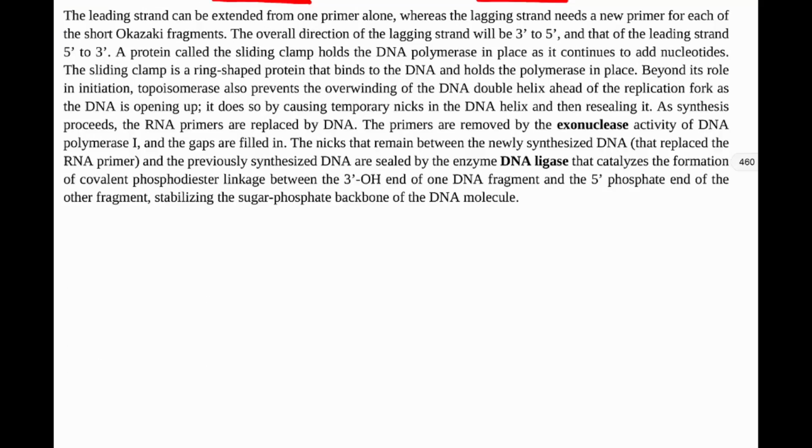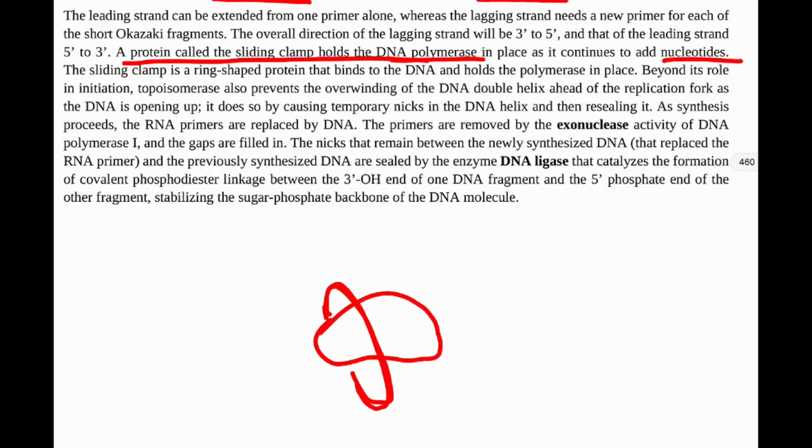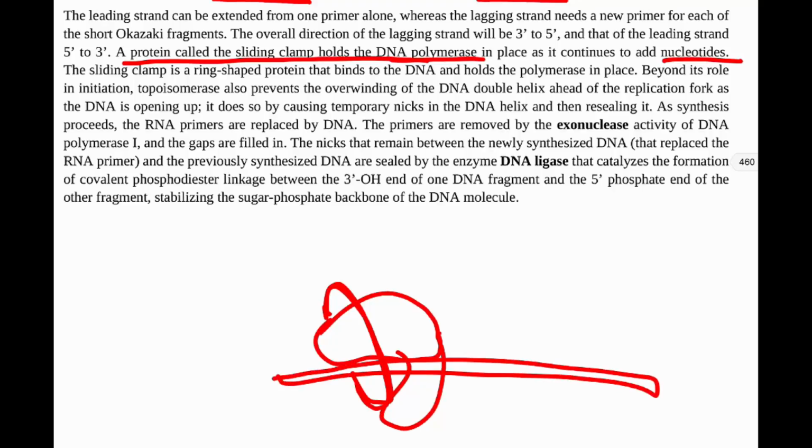So the overall direction of our strand, it mentions here about this sliding clamp. This sliding clamp is going to hold the DNA polymerase in place as it continues to add the nucleotide. Maybe we'll see a video where it's kind of a ring structure, and the DNA polymerase is within it. And then we have our strand here that DNA polymerase is adding the different nucleotides to. This would be our leading strand because it's going this way, but it's adding our different nucleotides in this direction.